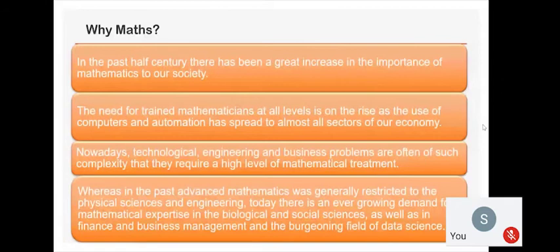For example, some engineering and technology related fields are requiring mathematicians to solve problems. Some engineers have some expertise in mathematics. They are doing some good maths.